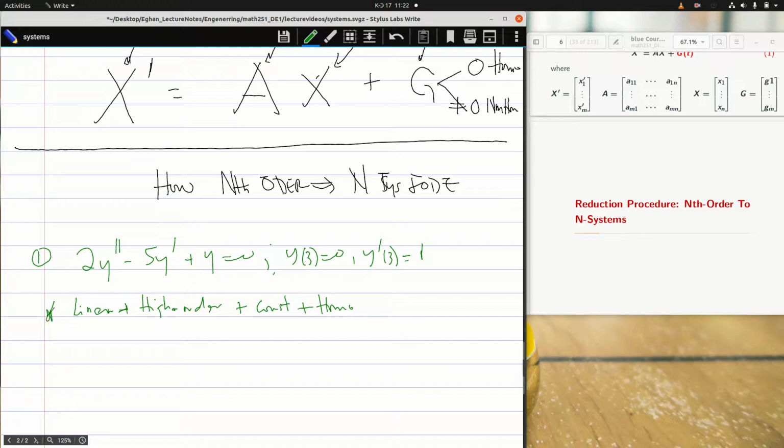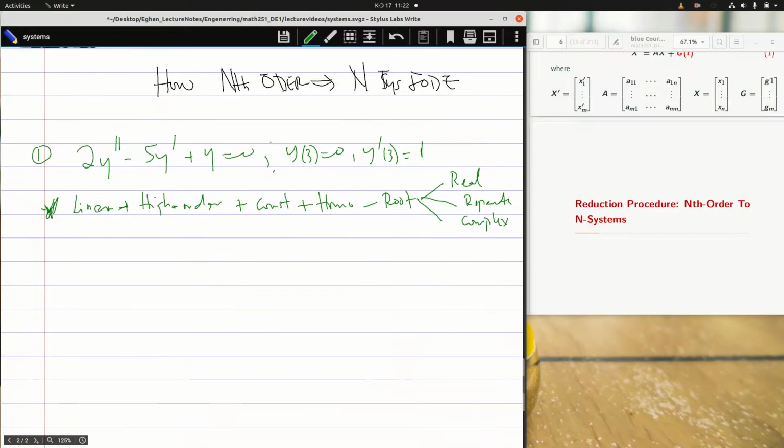Now what comes to mind if you see this? You can easily solve this using the roots solution. You can classify your roots as whether it is real and distinct, it is repeated, or it is complex. If you know your roots, you can describe your solution. That is one aspect we've already learned. Then the new thing is that we want to reduce this into some system.